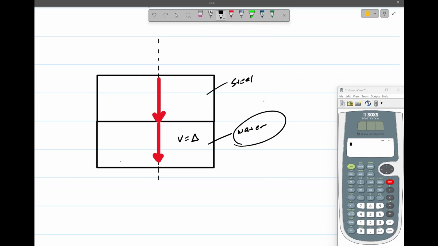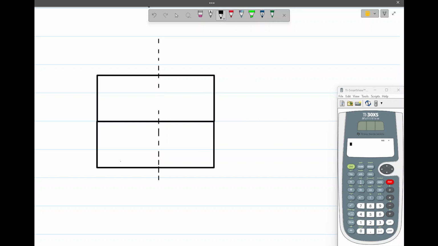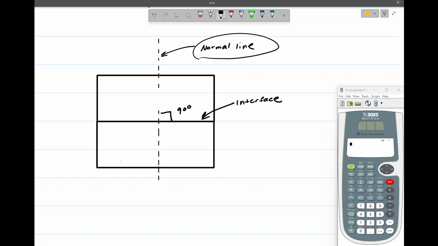Now, sometimes it'll slow down, sometimes it'll speed up depending on the material, but it will change. Unless it's the same material, the speed is going to change. Now, we need to establish a definition. So this line here, this is what we call the normal line. The normal line is basically a line that forms a 90-degree angle with the interface.